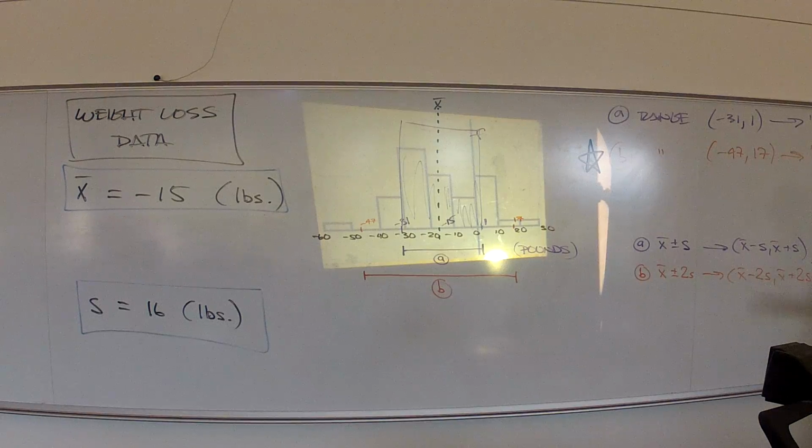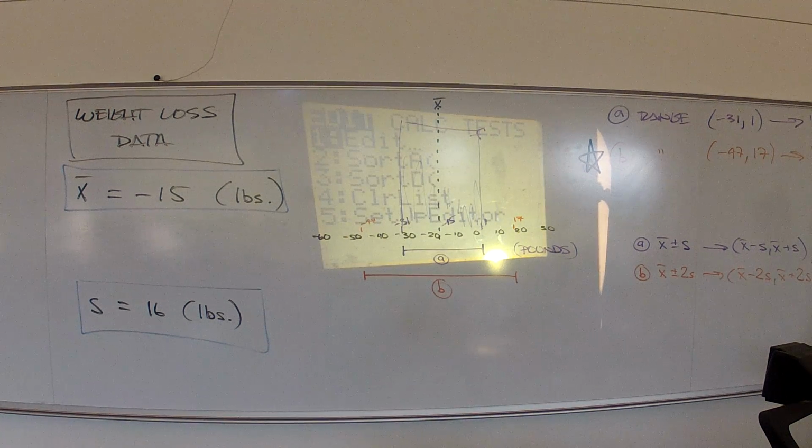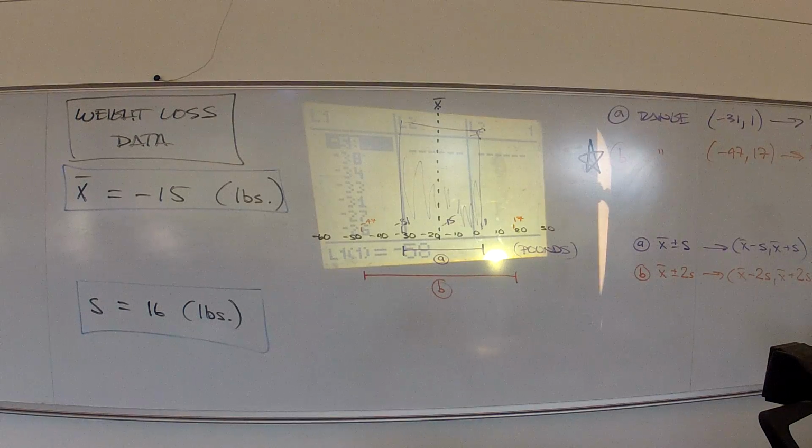Okay, so anyway, let's check the second part. How about within 2 standard deviations? So 2 standard deviations is between -47 pounds and 17 pounds. Going back to look at that data again, I guess it starts with -38, right?